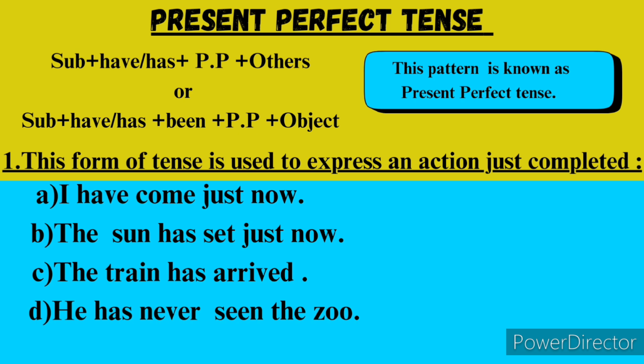Present perfect tense. Subject plus have/has plus past participle plus others, or subject plus have/has plus been plus past participle plus object. This pattern is known as present perfect tense. This form of tense is used to express an action just completed. I have come just now. The sun has set just now. The train has arrived. He has never seen the zoo. These are the examples.